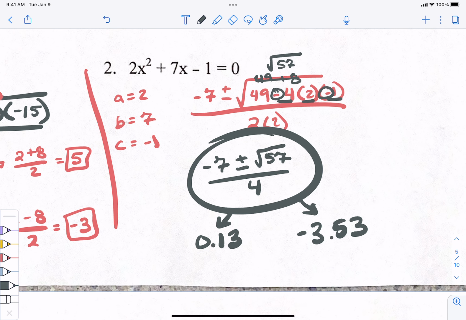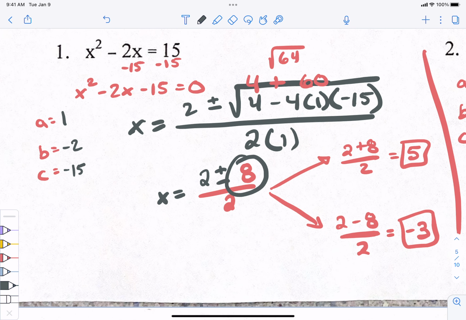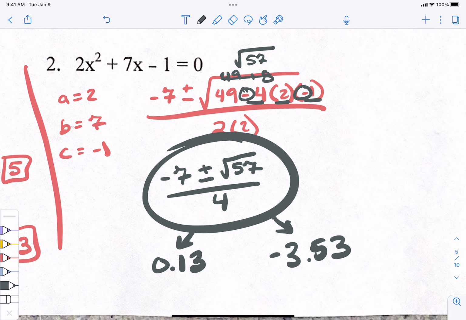Like right here, that's what this one was. The square root of 64 did come out as 8, so we went ahead and added 8 and subtracted 8. So if it can, you'll do that. If it can't, you'll do that. Okay? Good?